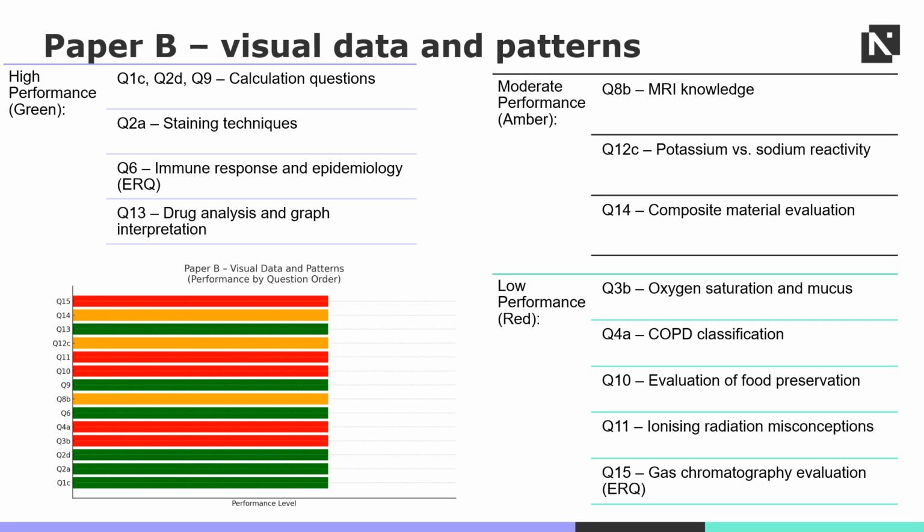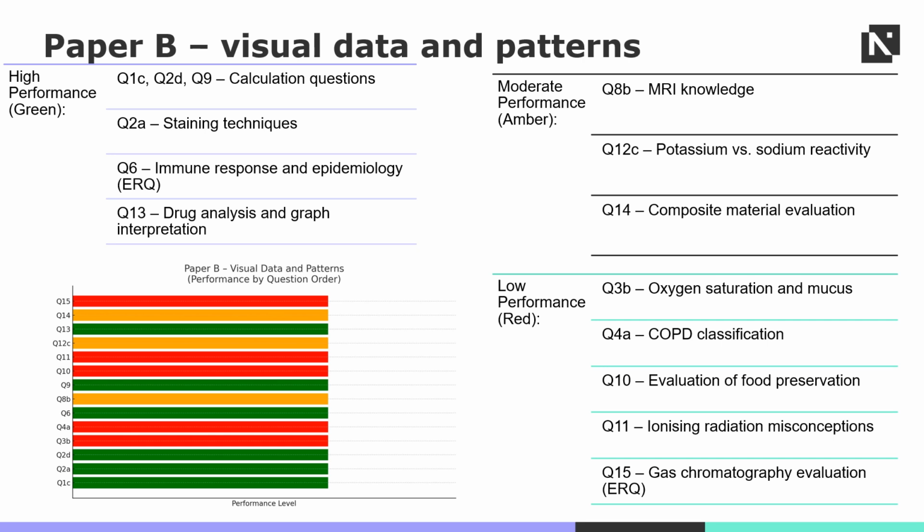For example, in question 8B, they showed awareness that steel is magnetic in an MRI room but missed out on the clinical risks. Question 12C revealed partial understanding of atomic structure but lacked a complete link to reactivity. Question 14 on evaluating material properties had some valid points but rarely moved into critical assessment.